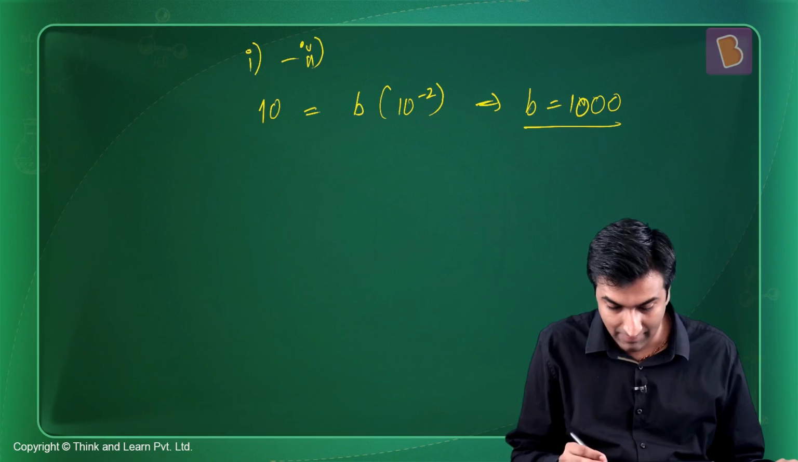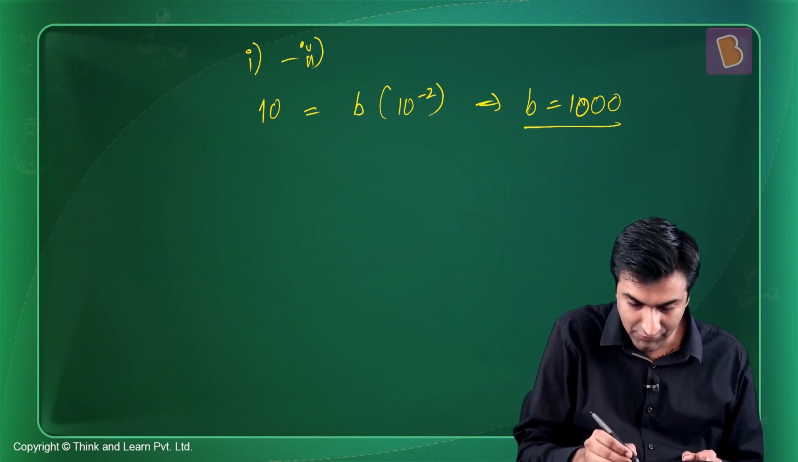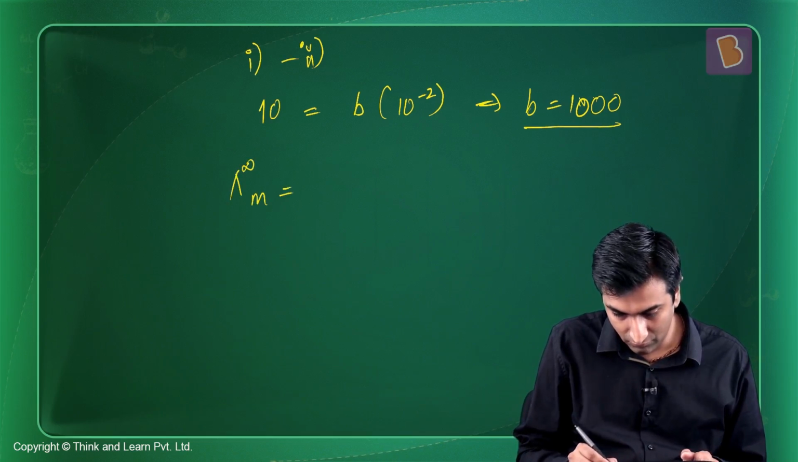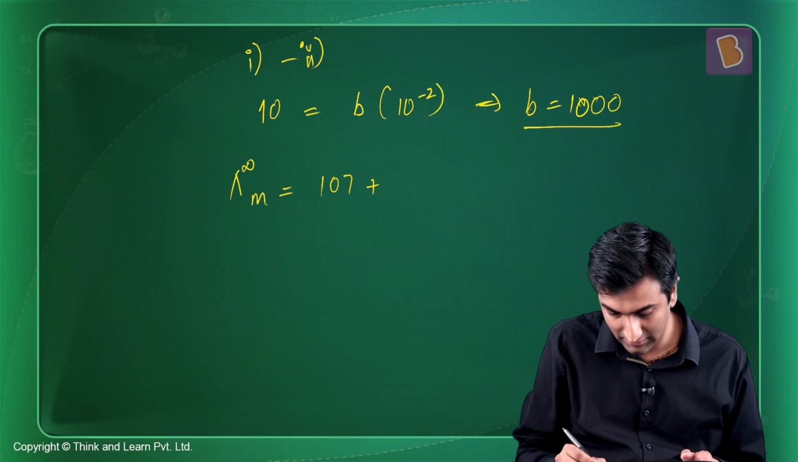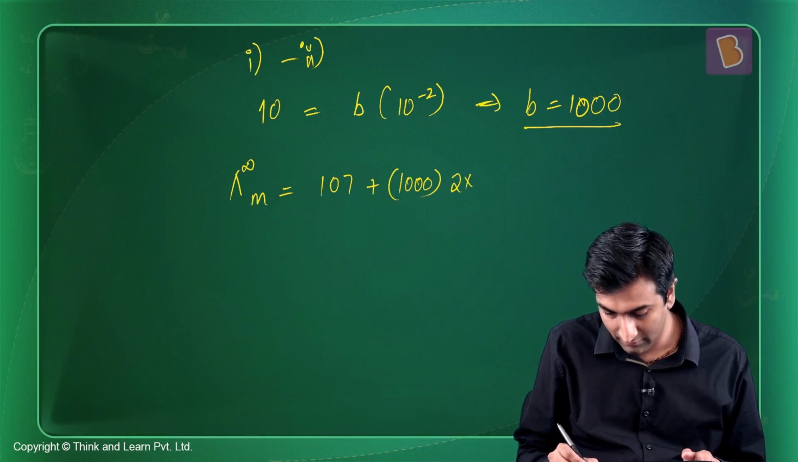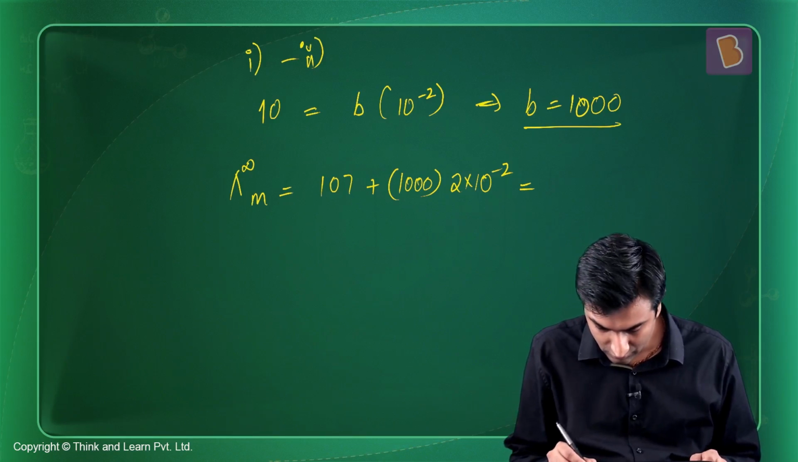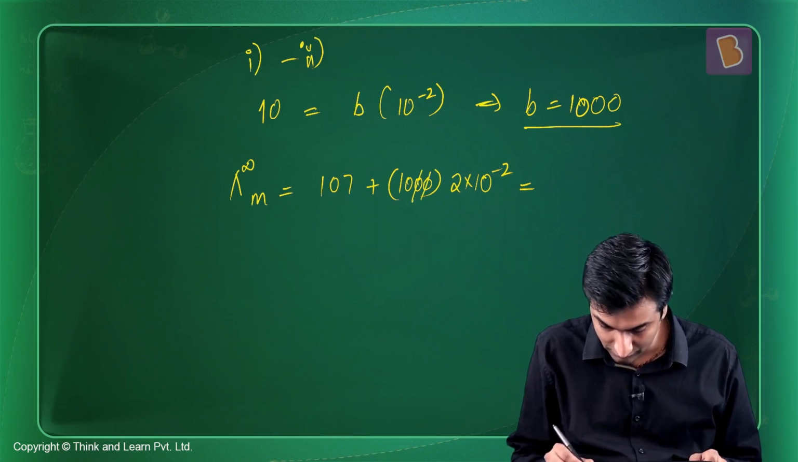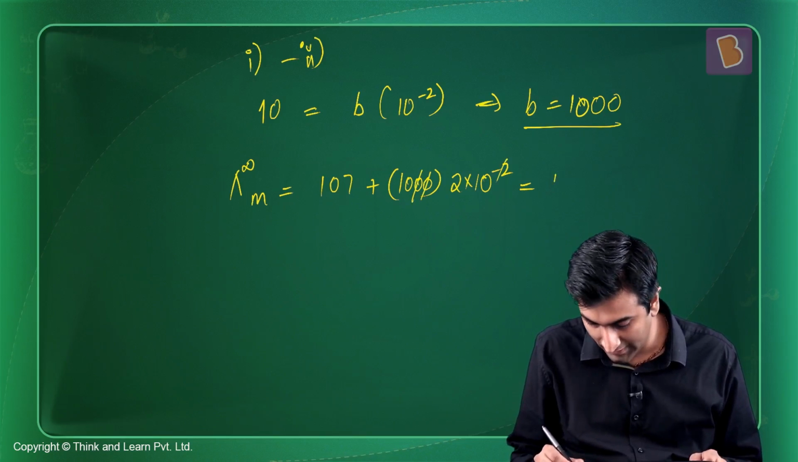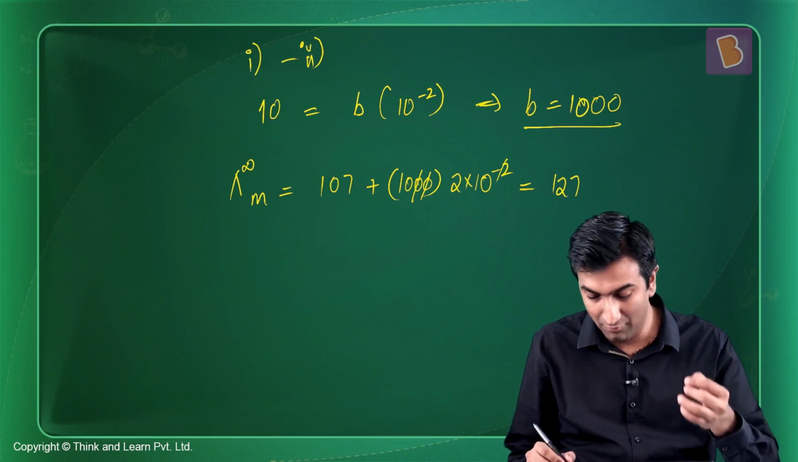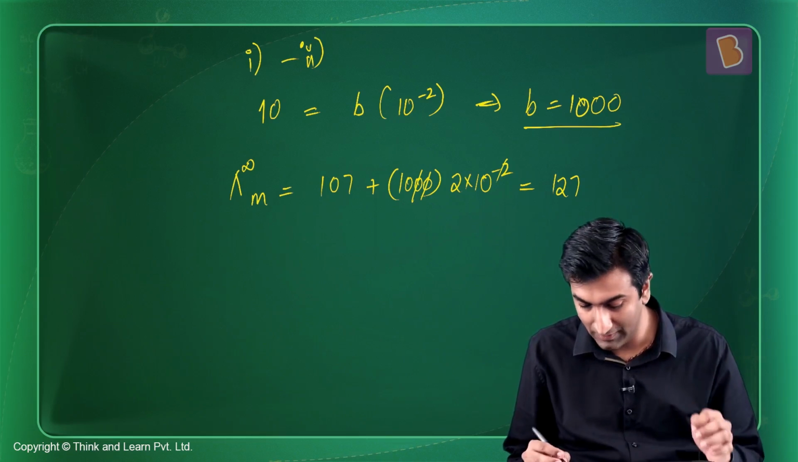Now from this, you can get the lambda naught m value, right? How's that? Just substitute in this first equation. So lambda naught or lambda infinity m is going to be equal to 107 plus b, I'm just substituting that as 1000 directly, so this is b times 2 into 10 power minus 2, right? So when I do that, what do I get here? 2 into 10 power minus 2 with the 1000 is just 20. So this is 127. So I get lambda infinity m, molar conductivity at infinite dilution, to be 127.